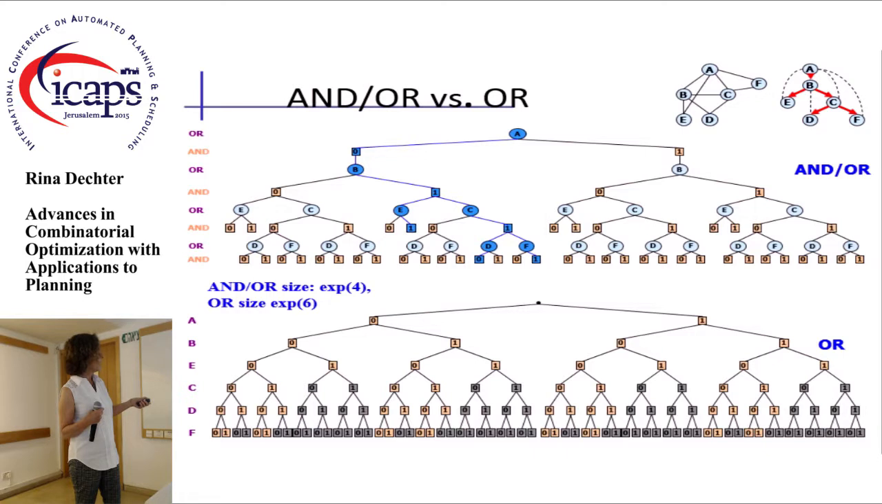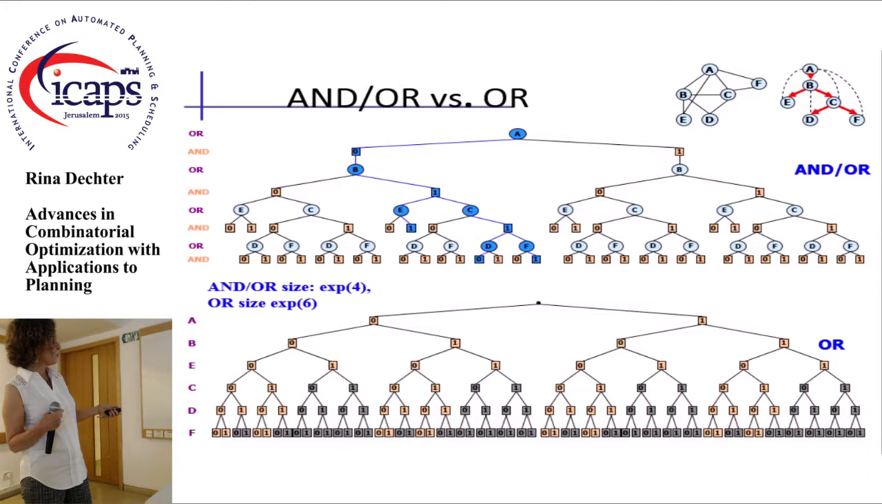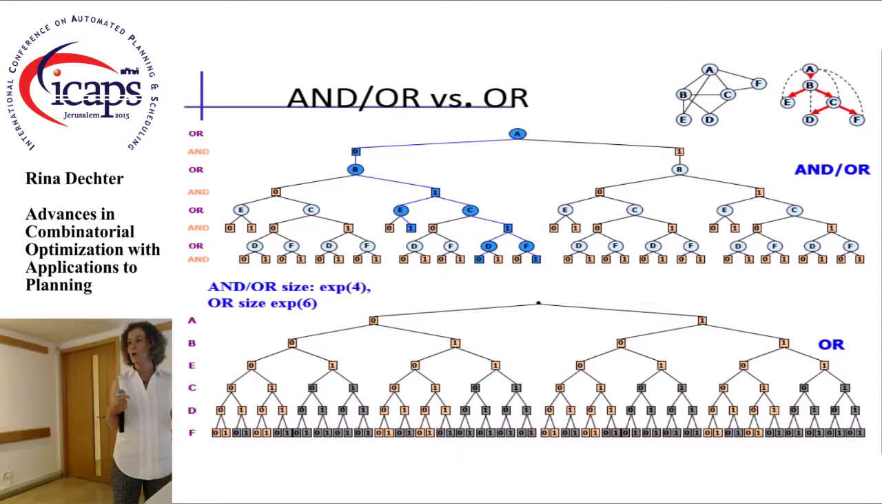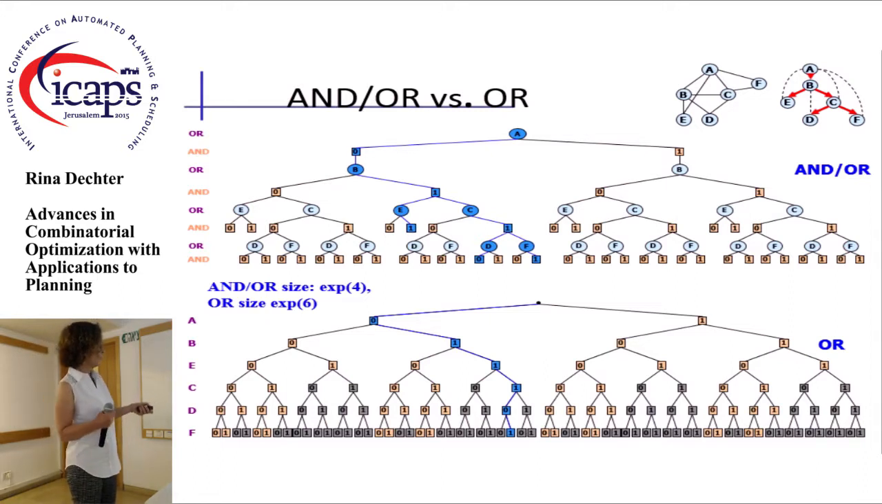A solution subtree has one arc emanating from an OR node, but it must include the two arcs emanating from an AND node. And this would be a solution subtree here, while here it's a path. So with a compact structure, we can capture many more solutions because we are exploiting the parallelism or the independencies that we have in the original problem.